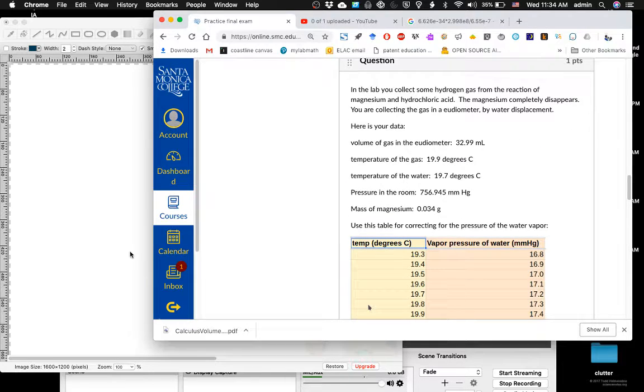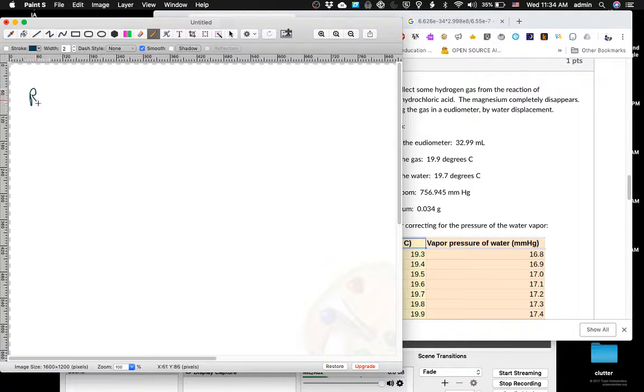So let's do that. So the R is equal to, well, PV equals nRT. So if you want to solve for R, you divide both sides by nT.